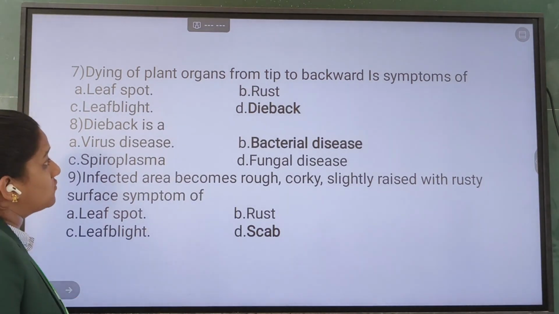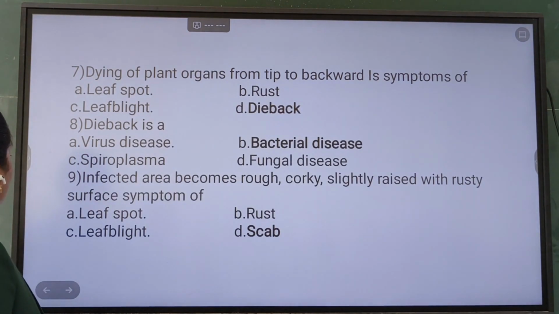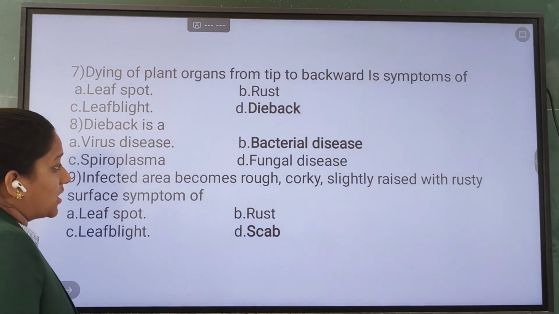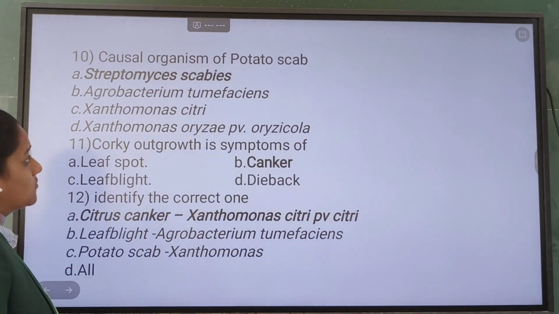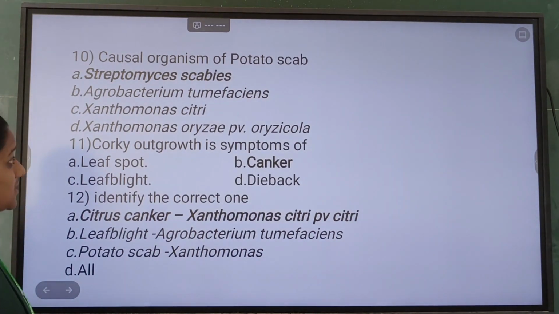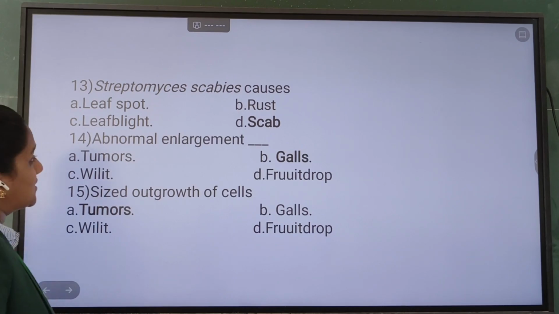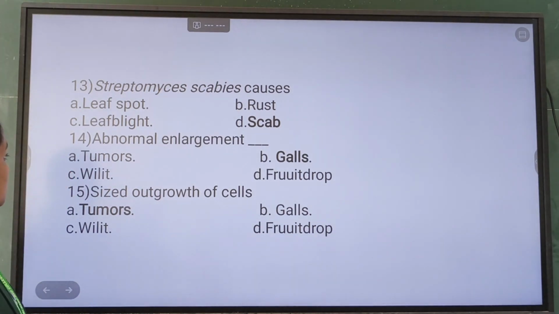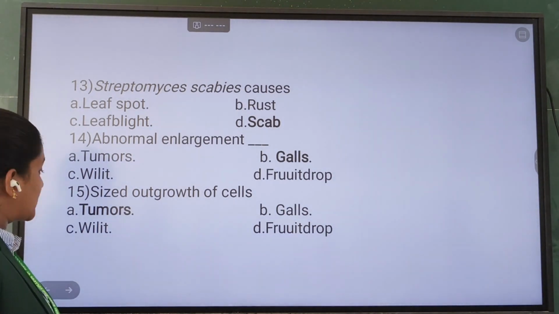Dying of plant organs from tip backward is the symptom of dieback. Infected area becomes rotten, corky, slightly raised with rust: scab. Causal organism of potato scab, Streptomyces scabies. Corky outgrowth is a symptom of canker. Identify the correct one: citrus canker, Xanthomonas citri pv. citri. Streptomyces scabies causes scab. The abnormal enlargement and outgrowth of cells is galls.